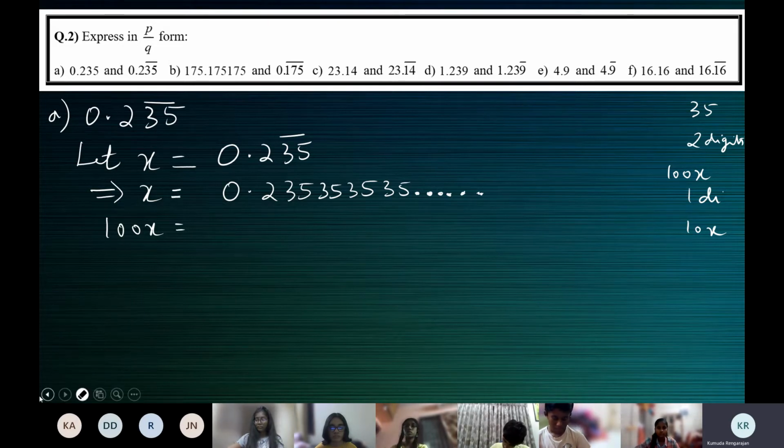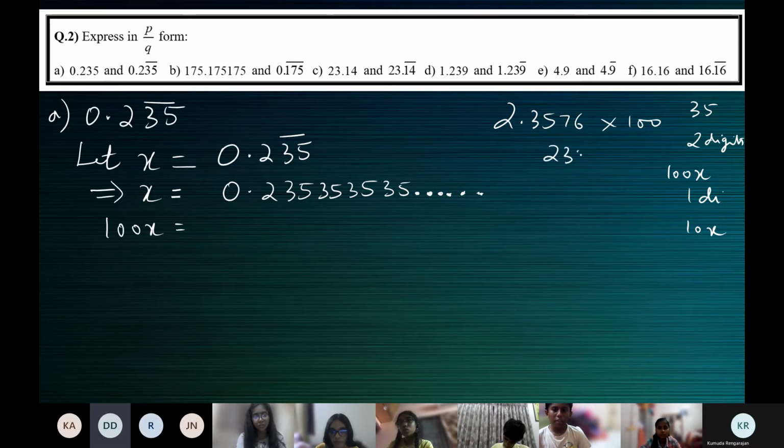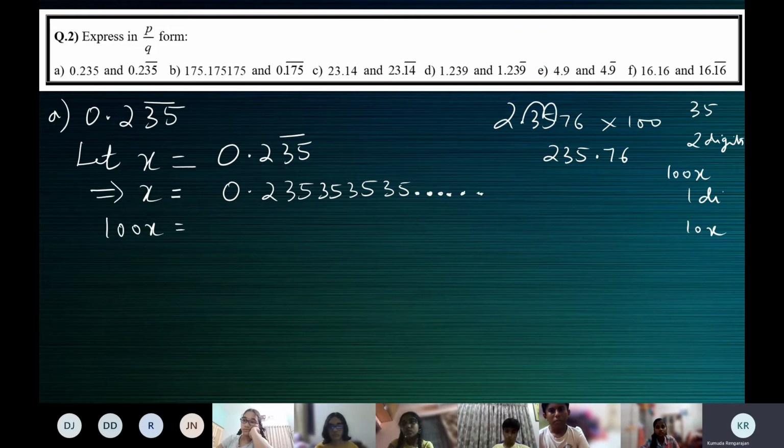Now, let me ask you something else. What is 2.3576 times 100? What's the answer? 235.76, ma'am. Yes, 235.76. You'll know that is 1, 2. Same thing we're doing. Nothing different.